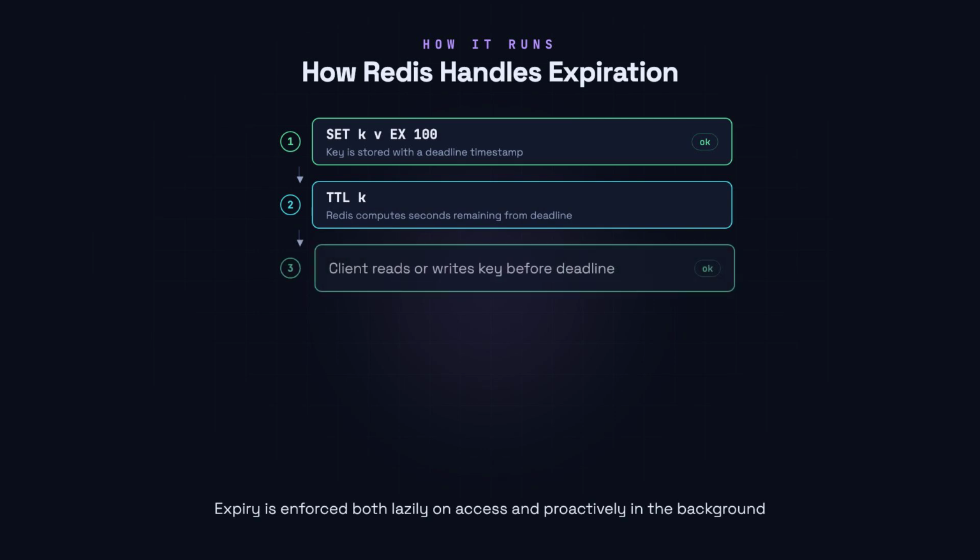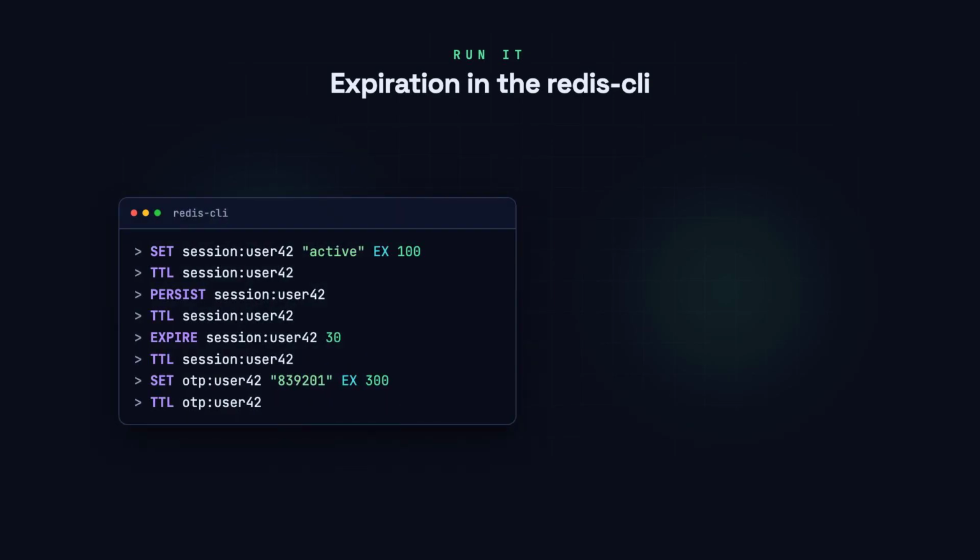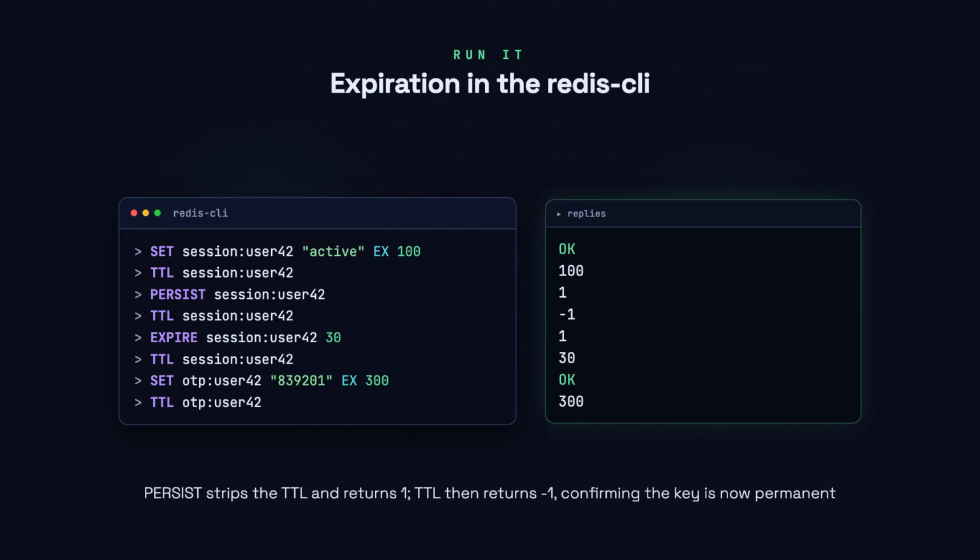When a deadline is set, Redis stores an absolute timestamp. On every access, it checks lazily, but a background sweep also proactively evicts keys that nobody has touched, so memory stays clean. Watch TTL drop to -1 after PERSIST. The key is now permanent. Then EXPIRE reattaches a fresh countdown of 30 seconds, and TTL confirms it.